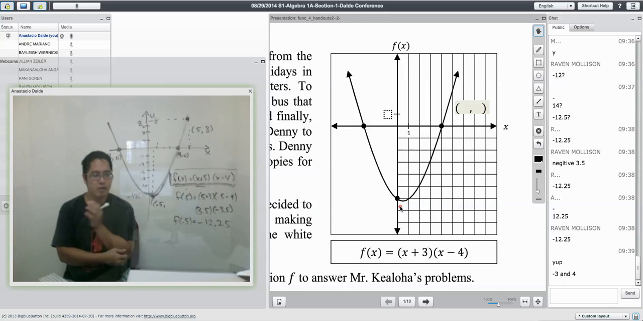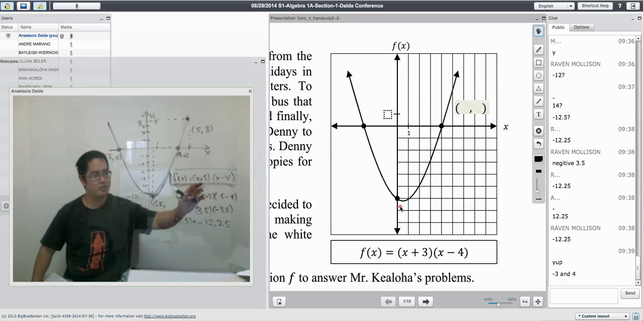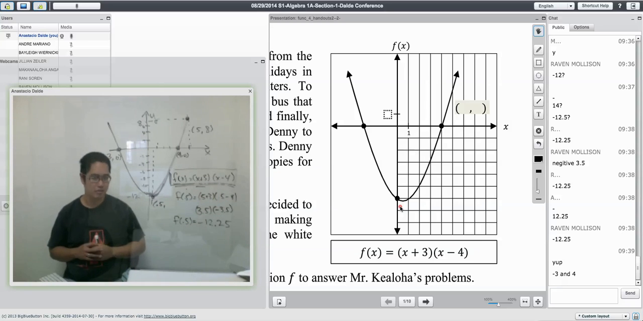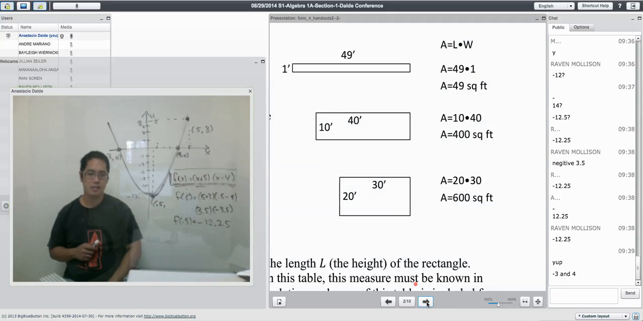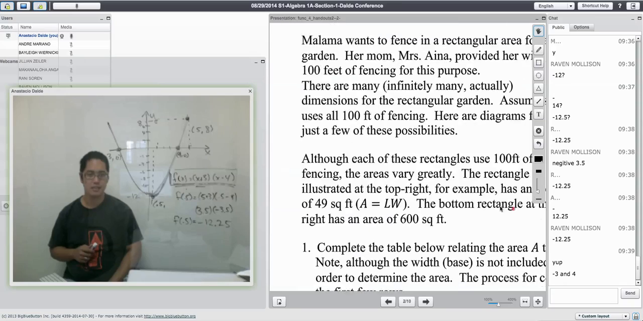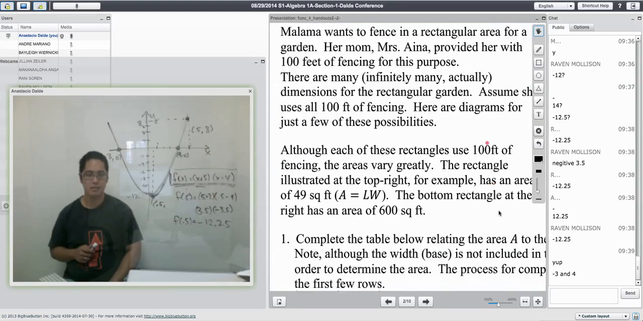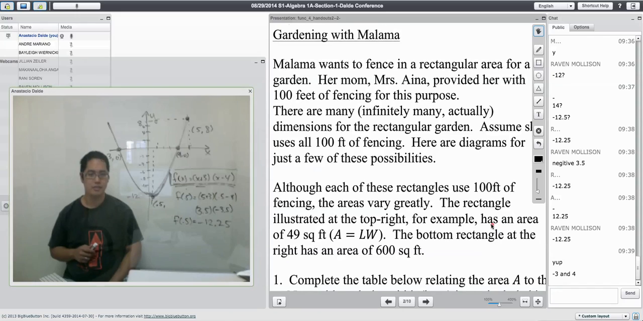And the way we were able to guess those is we looked at this right here. If I plug in positive 4 over here, that will make this term 0, and then I'm home free. If I plug in negative 3 over here, that will make that term 0, and I'm home free. Cool? And then the last thing we did was we guessed the vertex.